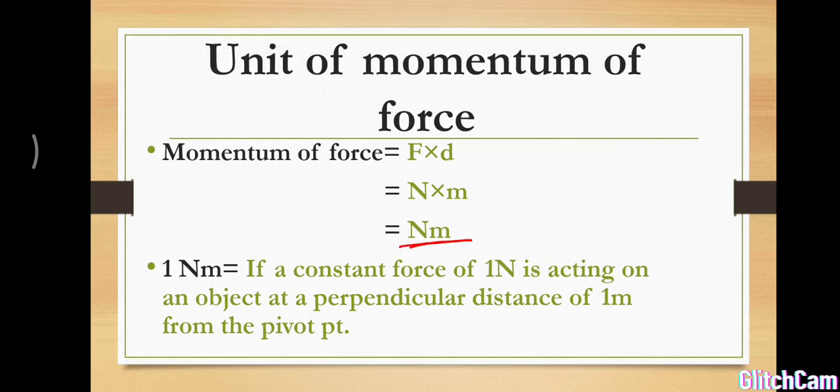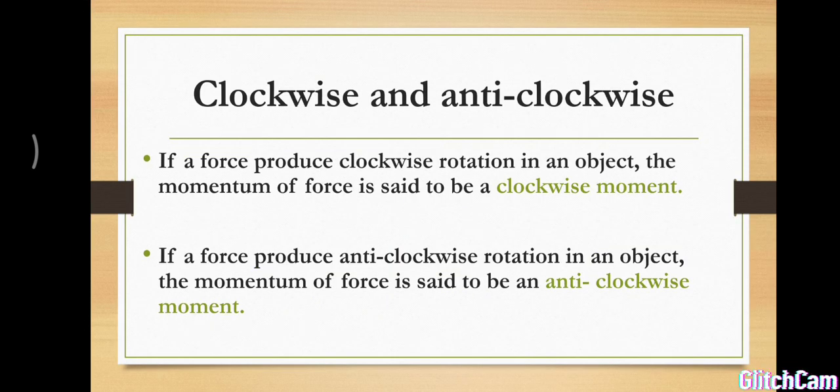Next we go to clockwise and anti-clockwise. If after applying a force the object starts rotating clockwise, that moment of force is called clockwise moment of force. If a force produces clockwise rotation in an object, that moment of force is said to be clockwise moment. In the same way, if a force produces anti-clockwise rotation in an object, that moment of force is said to be anti-clockwise moment. In every other case, clockwise is considered positive and anti-clockwise negative, but here anti-clockwise is the positive value and clockwise is the negative value.